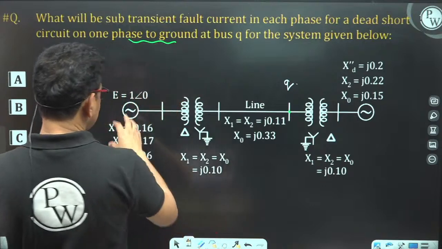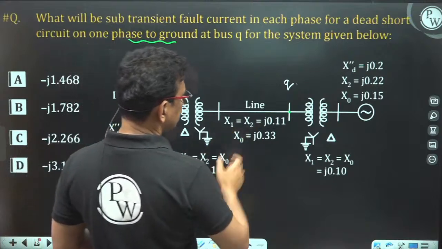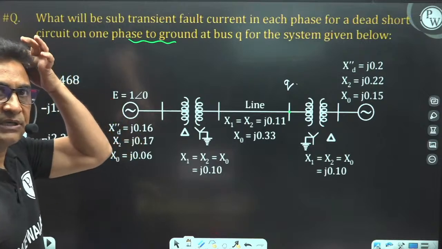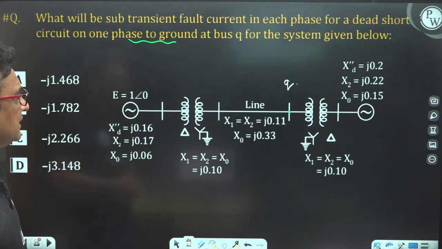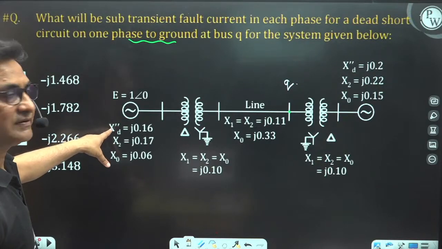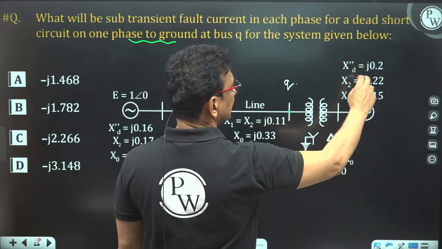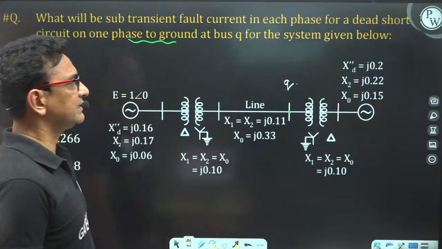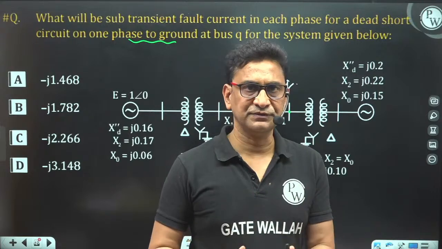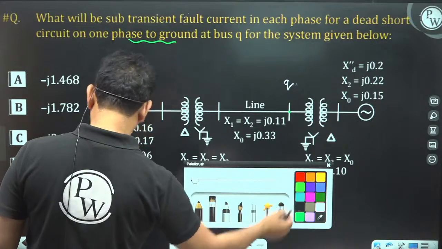Clear? So this is my source, a transformer connected delta-star grounded, a transmission line, then again a transformer star-delta, and this is a synchronous motor, or it may be the generator. The subtransient reactance is given. You take this as positive sequence, this as negative sequence, and this as zero sequence reactance. So first you have to draw the positive, negative and zero sequence networks. Let me draw the positive sequence network first.